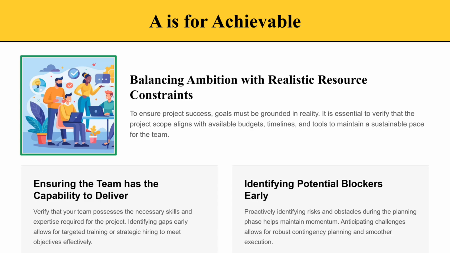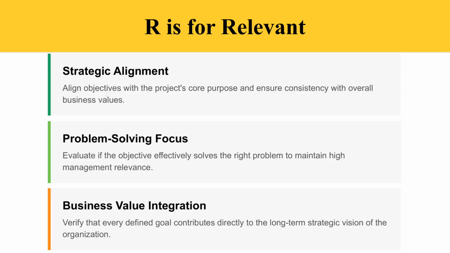Achievable goals strike a balance between ambitious outcomes and realistic resource constraints. Verify that budgets, timelines, and team capabilities align with the objective. Identify skill gaps early and plan for blockers so targets remain motivating without setting the team up for burnout or failure.